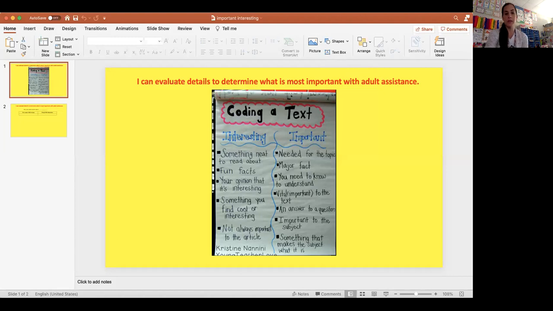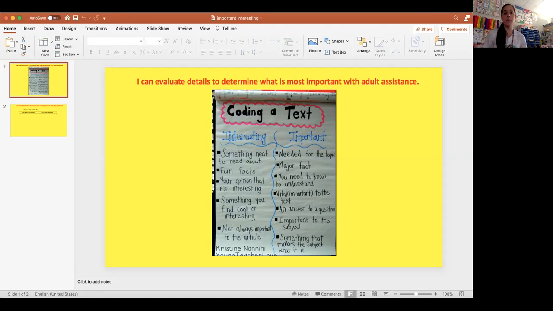So we're going to go over this again just today to kind of review important and interesting details in a text. Next week, we're going to start something new, and we're going to start reading persuasive text, which we know is when the author tries to persuade us to do something. So it's very important that when we read these texts next week that we're able to determine if it's an interesting detail or if it's important and something we really need to know. Like, what are they trying to get us to do?